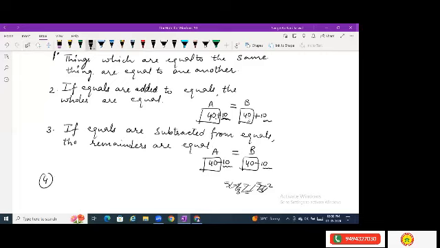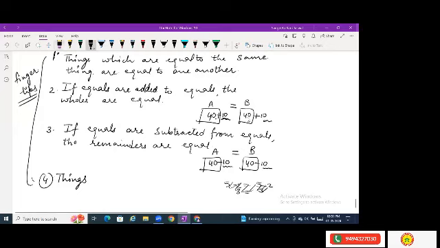Now see the fourth point. Things which coincide with one another are equal to one another. You can even note down these things because all these axioms should be on your fingertips. Because in the kind of questions that you get in your exams, they ask you which axiom is applied in this question. So you have to mention which axiom is applied. You will not write number 1, number 2, number 3 axiom. You have to write the full statement of the axiom. Are you understanding, children? Yes, ma'am.